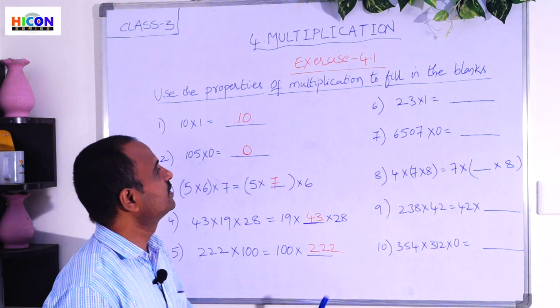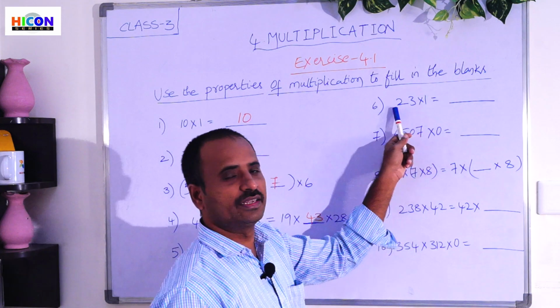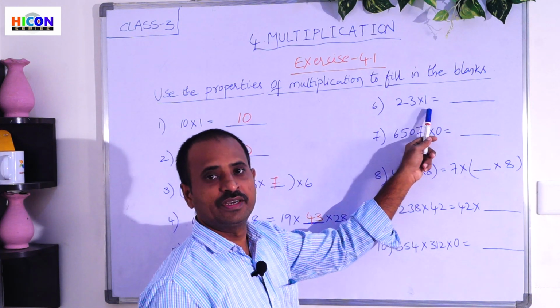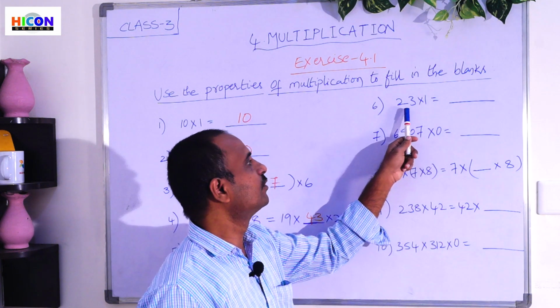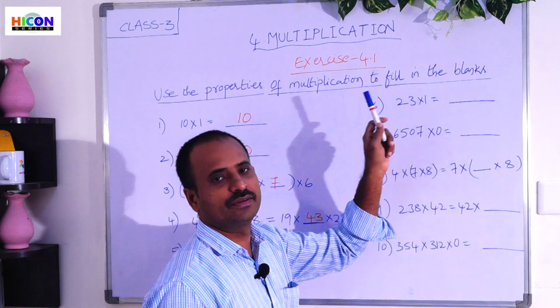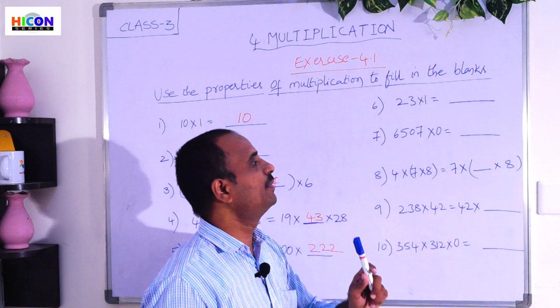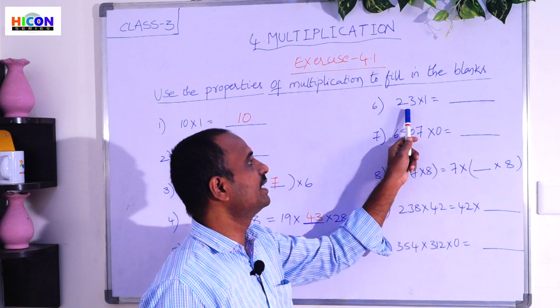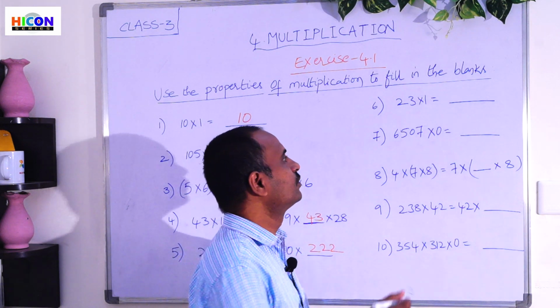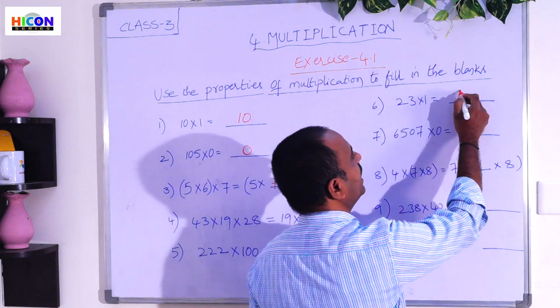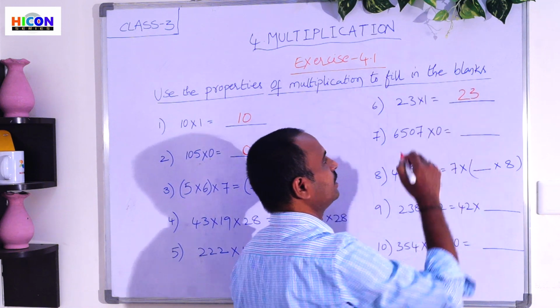Children, see the sixth blank, 23 into 1 is equal to dash. Here the number is 23. The 23 is multiplied with 1. According to properties of multiplication, if any number is multiplied with 1, we will get the same number. So 23 into 1, again we get 23.